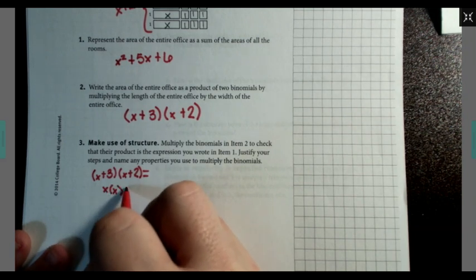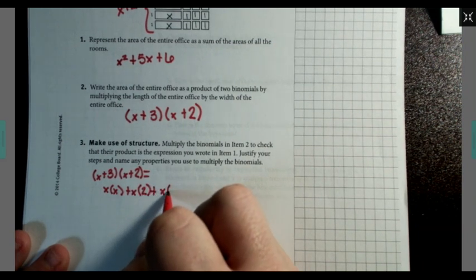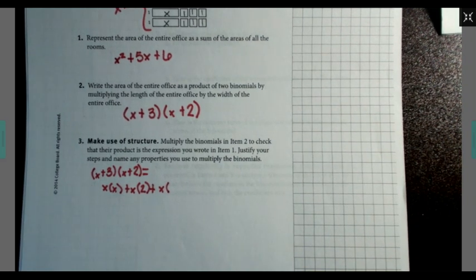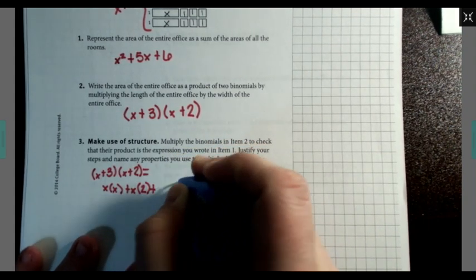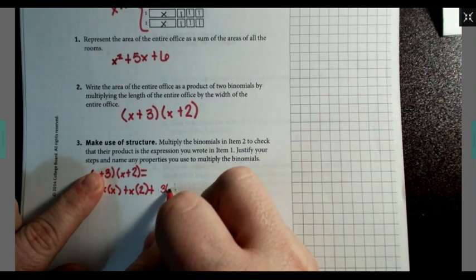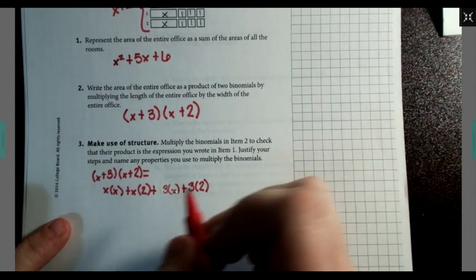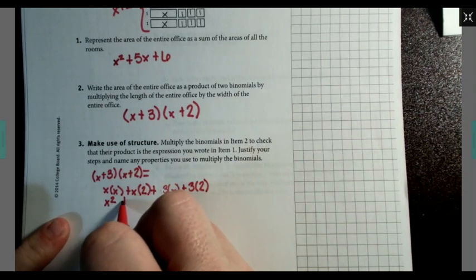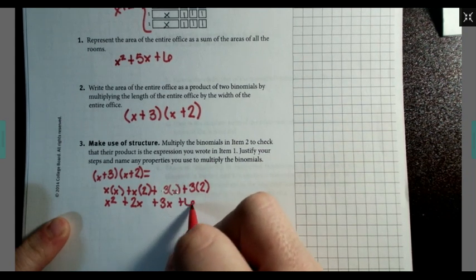x times x plus x times 2 plus x times, I should have written that the other way. Let me grab my whiteout real quick. Okay. I want to write this as 3 times x and then 3 times 2. This gives me x squared plus 2x plus 3x plus 6.